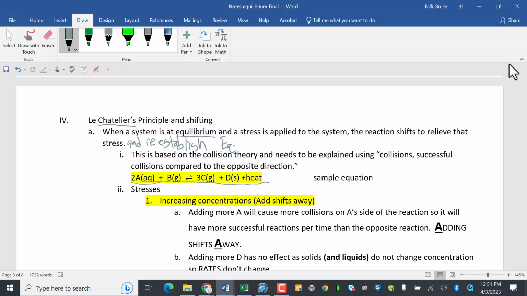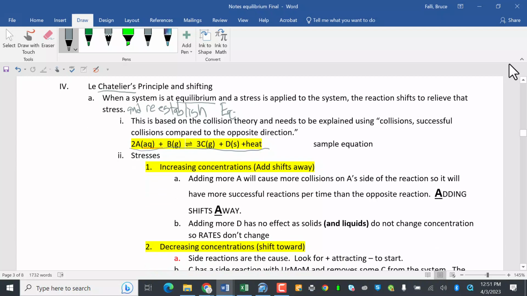First thing I noticed, solids are not involved, because their concentrations can't change. So remember, we're going to leave out solids. All right, stresses. Increasing concentrations. Notice it's concentrations, not amounts. Often it is amounts as well, but it's got to increase the concentration. That's why solids are not included. Adding more A will cause more collisions on A's side.